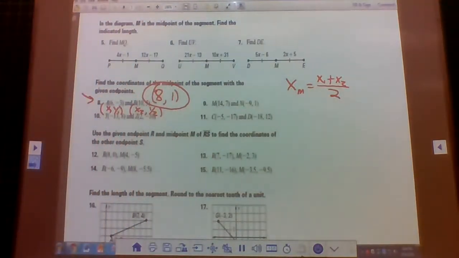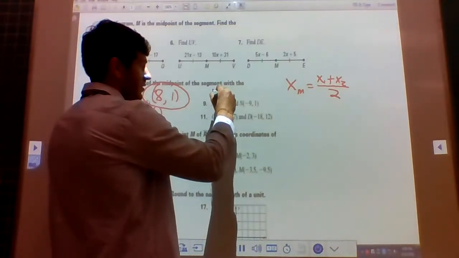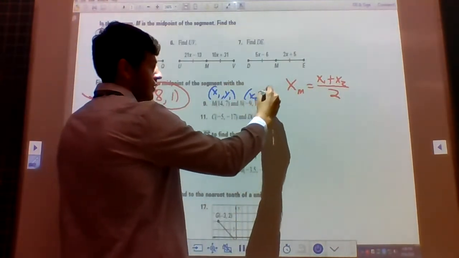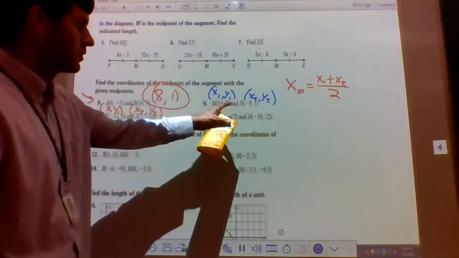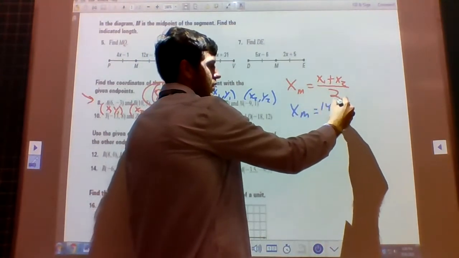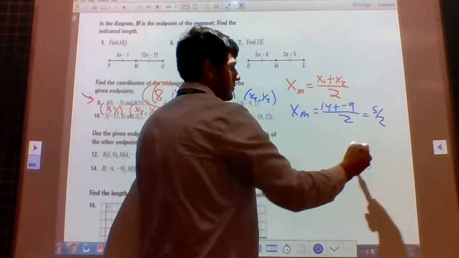It's just an average. The midpoint is just the average. We're taking the average of the x coordinates and the average of the y coordinates. So again, here we'll make this x1, y1, and here's x2, y2. So our x values are 14 and -9. So 14 plus -9 divided by 2, that's going to give us 5 halves.